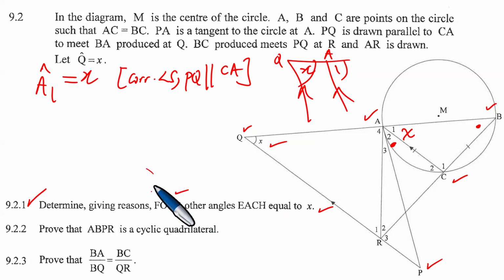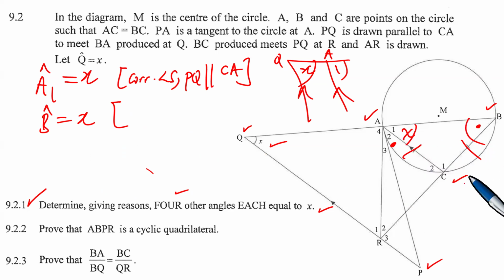Next. Who can find the next angle that is equal to X? The angle B. Well done. The angle B is equal to X. Why is this the case? What is the reason there? I don't know, sir. Okay, because this triangle is isosceles. If this side is equal to this, then this angle is equal to this one in this triangle. So the angle B is equal to X.